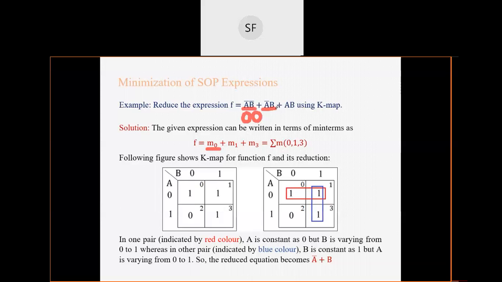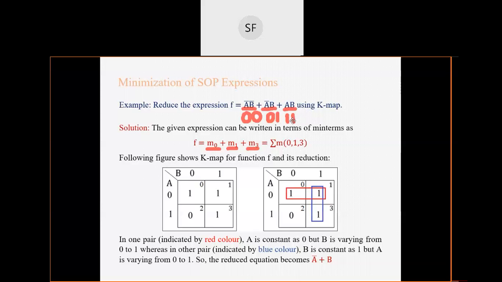Similarly, if I observe the next term, one is complemented and the next one is in uncomplemented form. In order to find the min term, we write 0 1. 0 1 is nothing but the decimal equivalent of 1, so this term will be m1. Then next is AB. Both are in uncomplemented form, so you write 1 1. 1 1 is nothing but the binary equivalent of decimal 3.